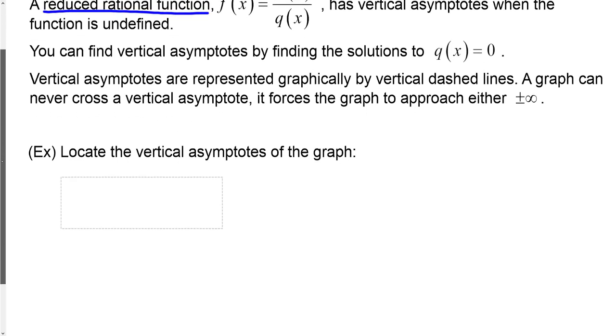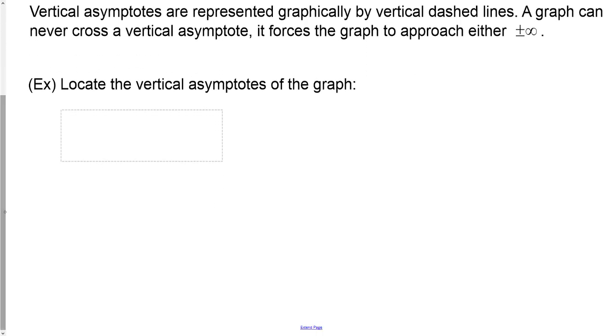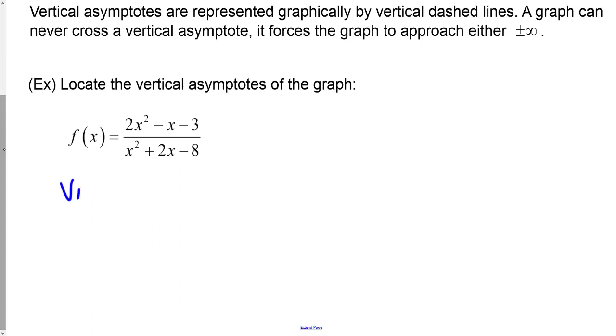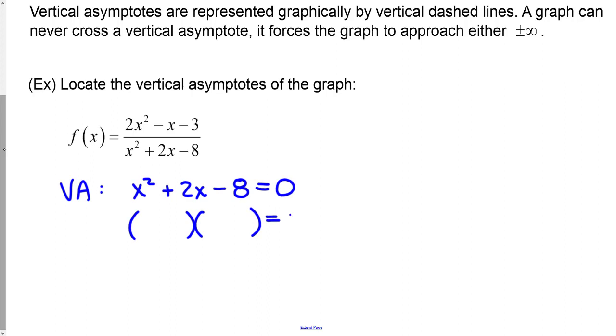So let's look at an example. Let's locate the vertical asymptotes of this function right here. f of x equals 2x squared minus x minus 3 over x squared plus 2x minus 8. The location of vertical asymptotes is always where the denominator is 0. So I'm going to take my denominator, set that equal to 0, and solve.